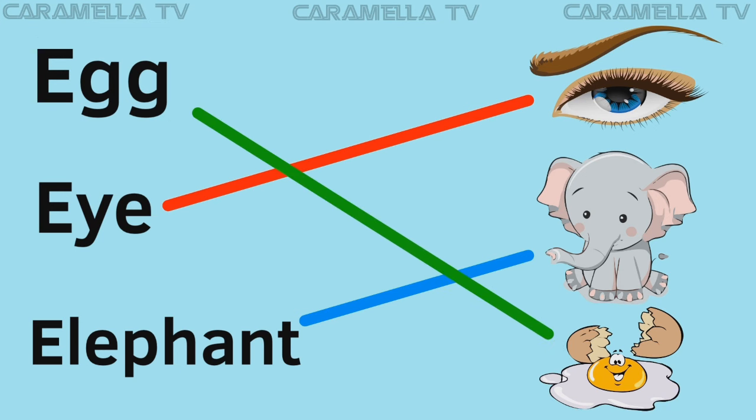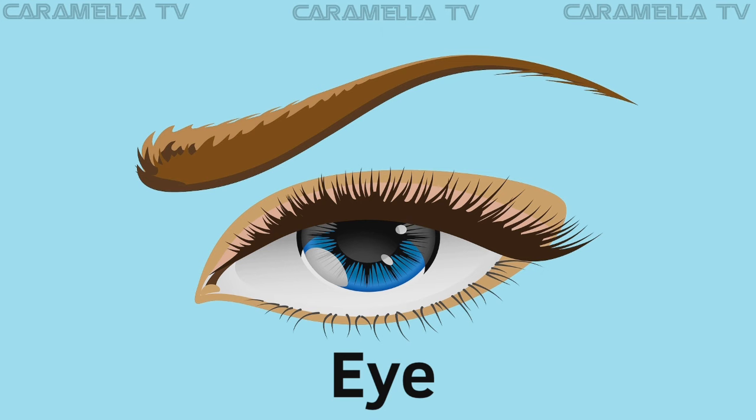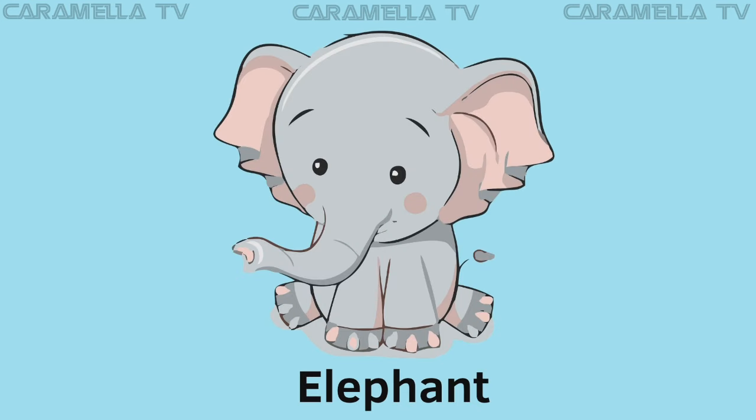We have three words, egg, eye, elephant. Eye, elephant, egg.